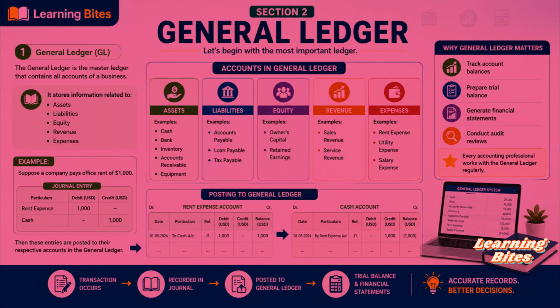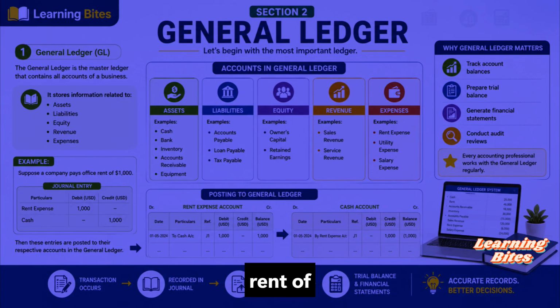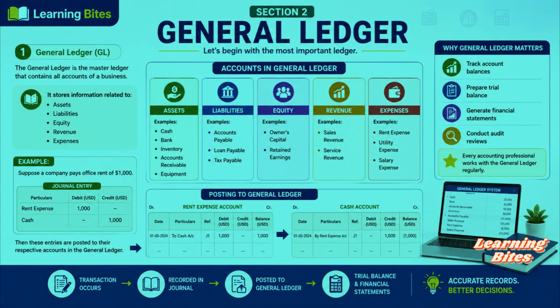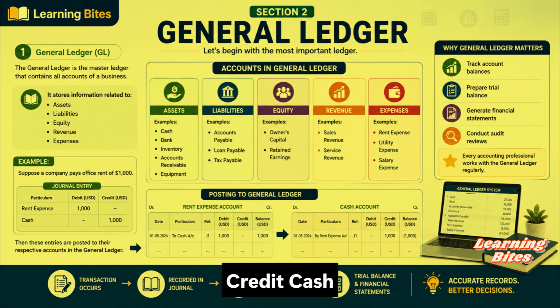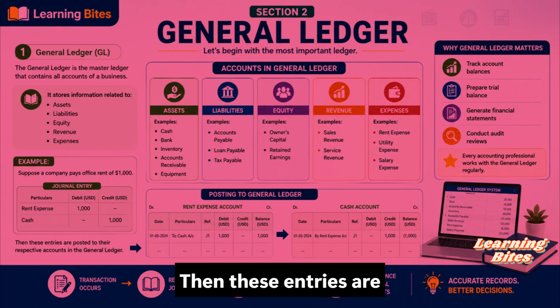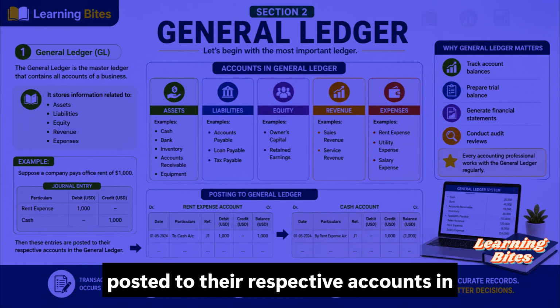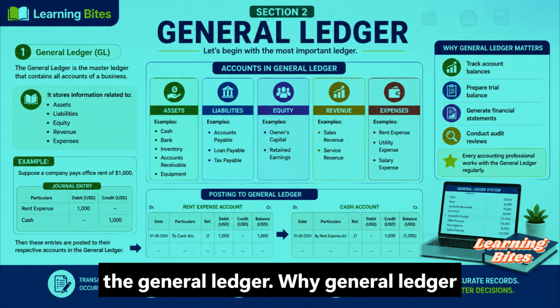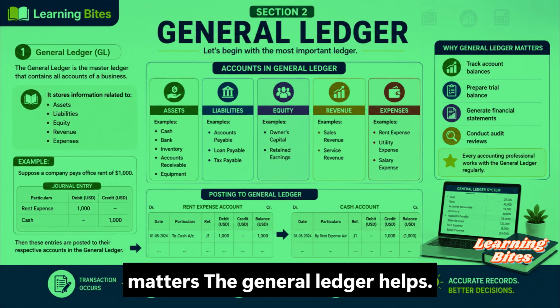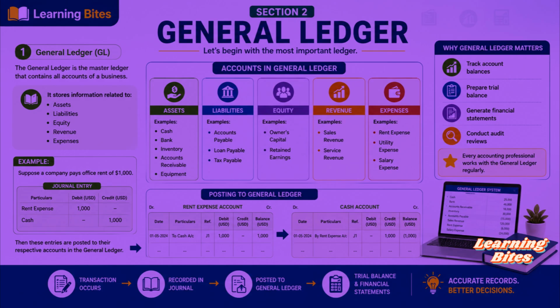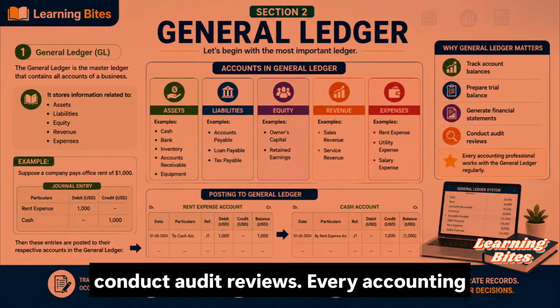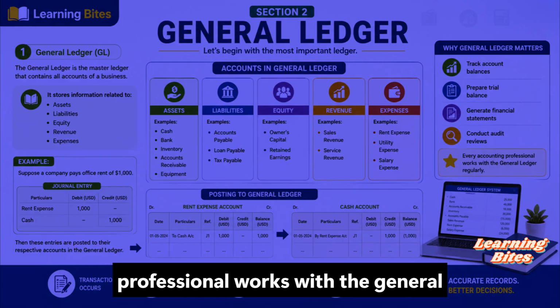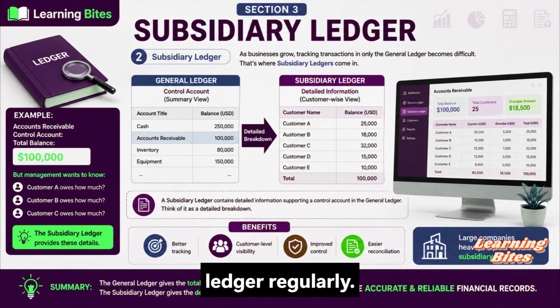Example: suppose a company pays rent. Journal entry: debit, rent expense; credit, cash. Then these entries are posted to their respective accounts in the general ledger. Why does the general ledger matter? The general ledger helps track account balances, prepare the trial balance, generate financial statements, and conduct audit reviews. Every accounting professional works with the general ledger regularly.